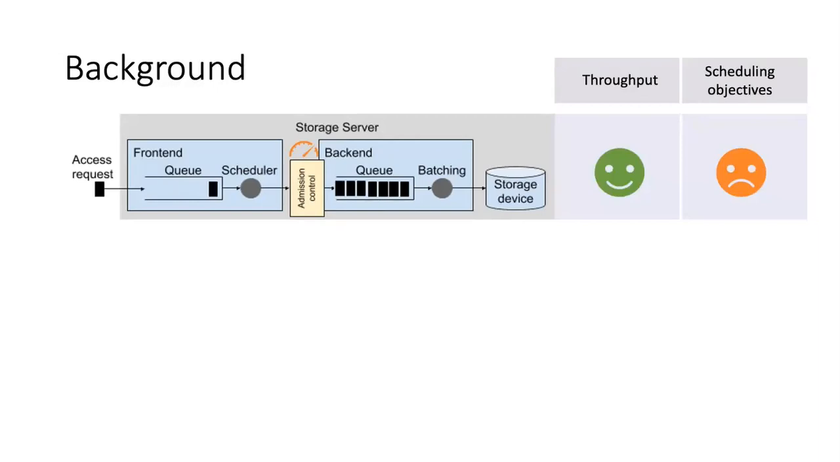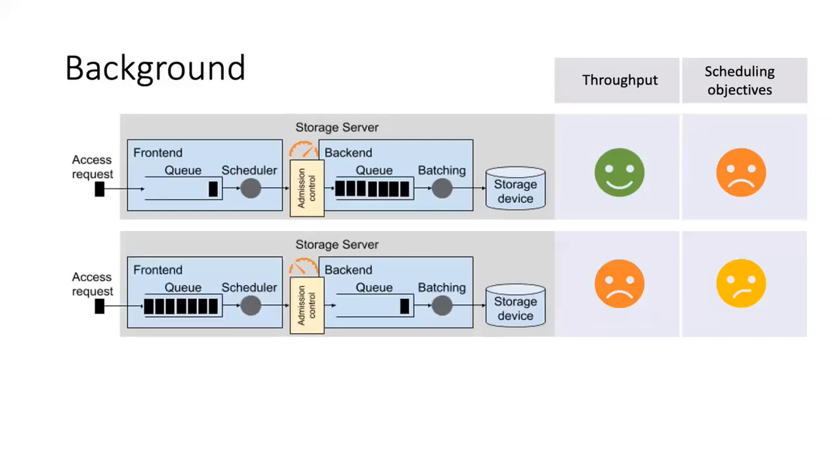If there are, for example, too few requests in the front end, but more than enough requests in the back end, the system might work well in terms of overall throughput, but might poorly enforce scheduling objectives. This is because the scheduler, if only confronted with very few requests, has not much choice in deciding which requests to issue next. If there are, however, too few requests in the backend, then overall throughput and latency suffer no matter the scheduling objectives.